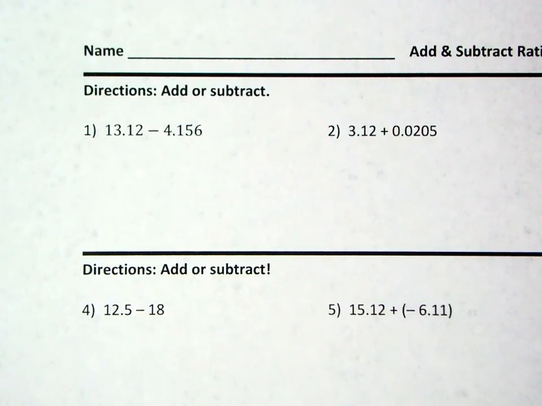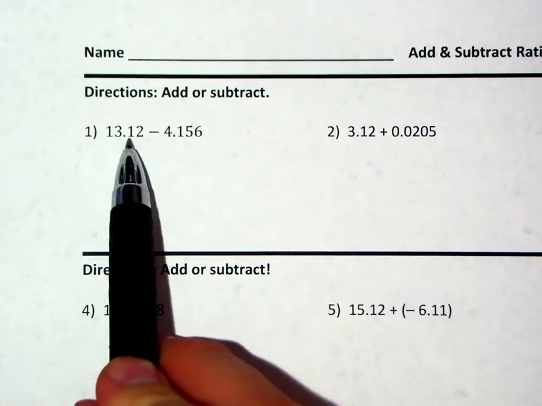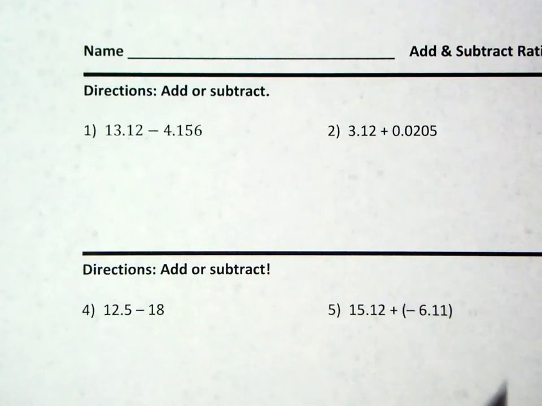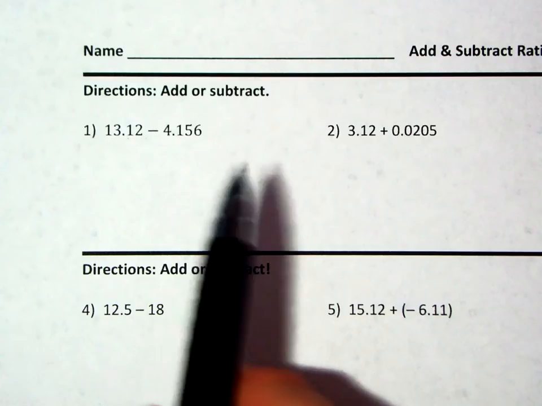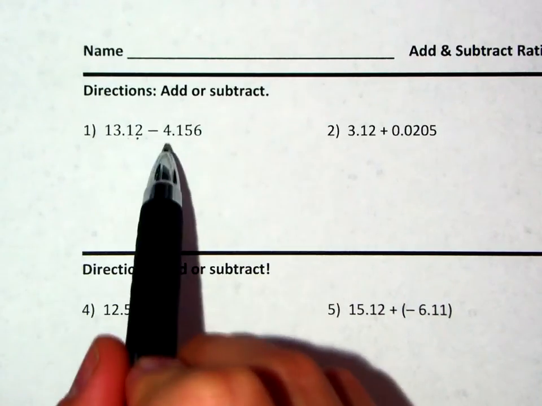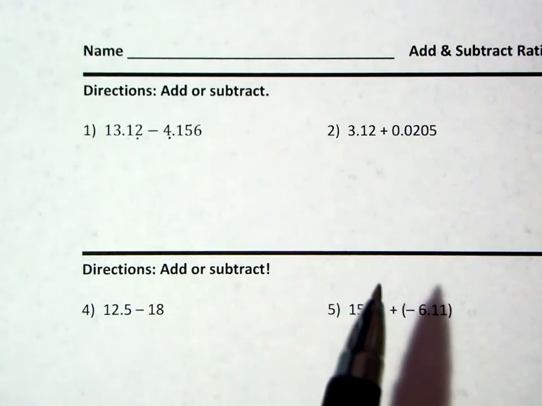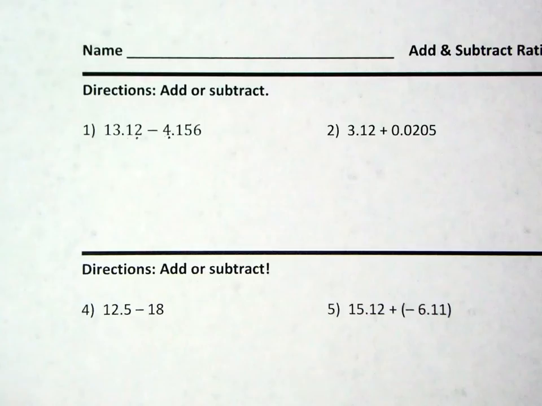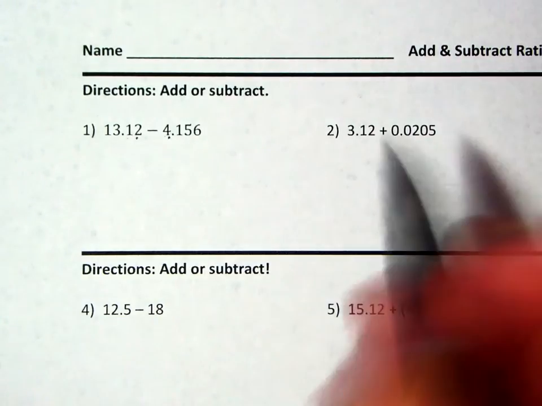4.156. And it's often a first practice of mine to look at the two numbers in the problem and get an idea of what my solution will be. Looking at 13.12 and the number 4.156, off the bat, I can already tell that my solution should be positive because 13 is a positive number that is greater in absolute value than 4, or negative 4 in this case. So I already know what my solution should be. It should be positive.